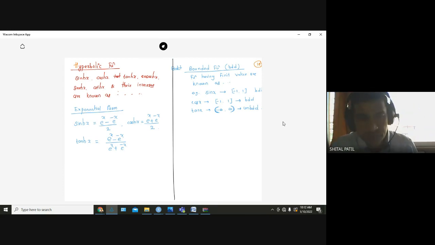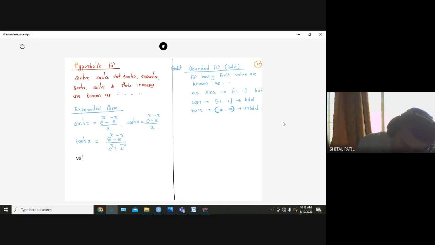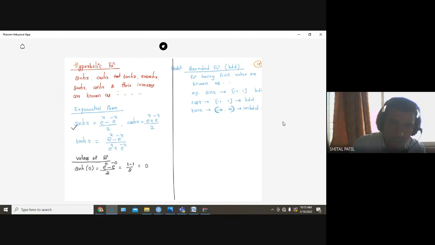So, we want to find values of the function. Say I want to find sine hyperbolic of 0. I'll substitute x equal to 0. So e raised to 0 minus e raised to minus 0, divided by 2. What is e raised to 0? 1. So 1 minus 1, divided by 2. So what is sine hyperbolic of 0? 0. Getting everyone? Now I want to find sine hyperbolic of infinity.